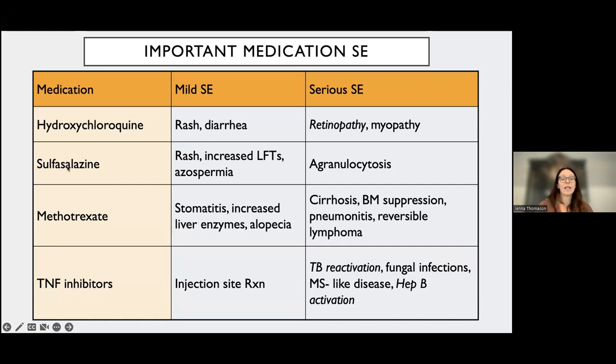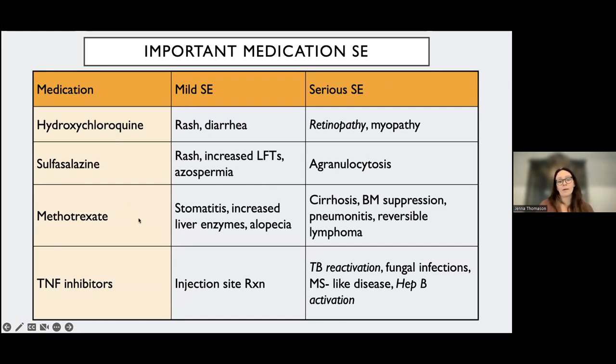Sulfasalazine, a classic medicine that is used for rheumatoid arthritis and also spondyloarthritis. It's a great medicine. It's mild. I think of it on the same level as hydroxychloroquine. It's rare to have these side effects. Usually people just complain of a little GI upset.